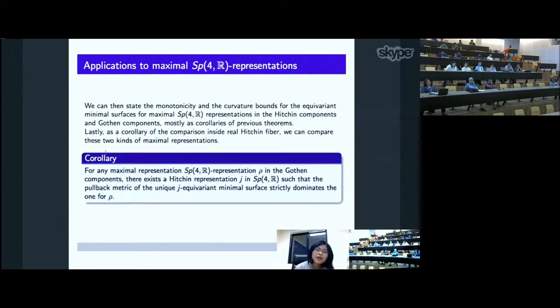As a corollary of the comparison inside the real Hitchin fiber section, we can compare these two kinds of maximal representations. We can state it this way: for every maximal Sp(4,R) representation rho in the Gothen components, there exists a Hitchin representation J such that the pullback metric of the J-equivariant minimal surface strictly dominates the one for rho. So this is really saying that for every rho in the Gothen component, there is a J that dominates it from the minimal surface viewpoint.